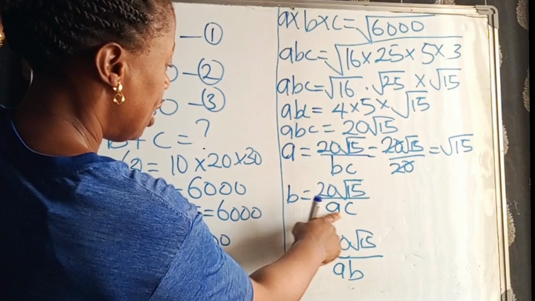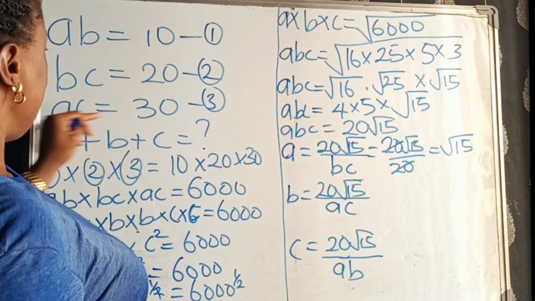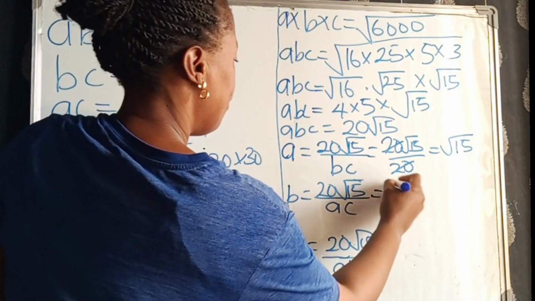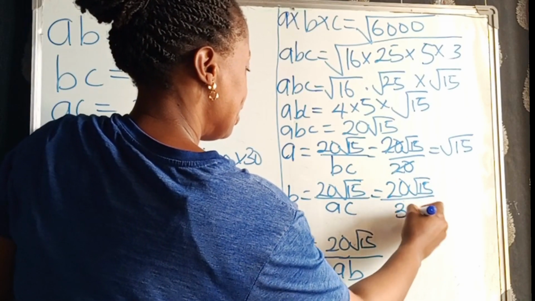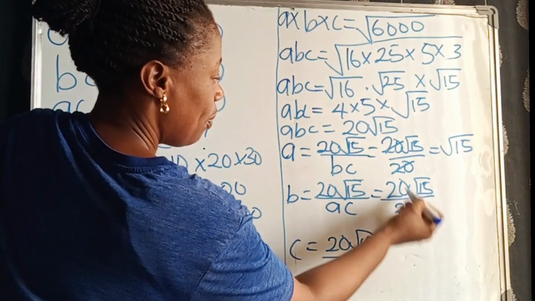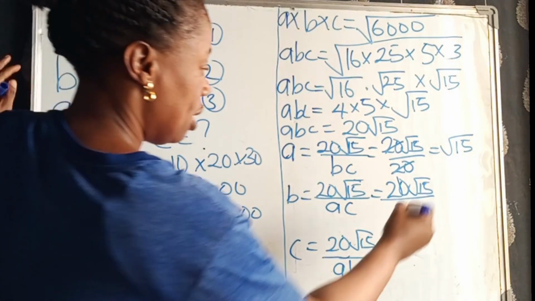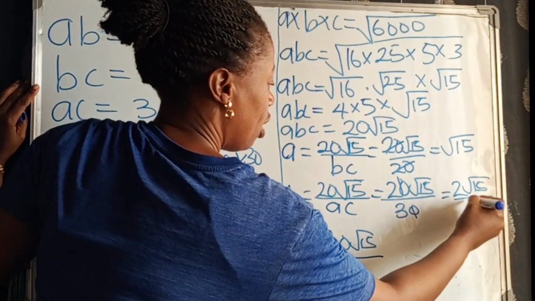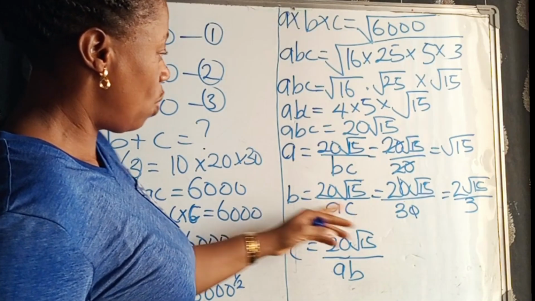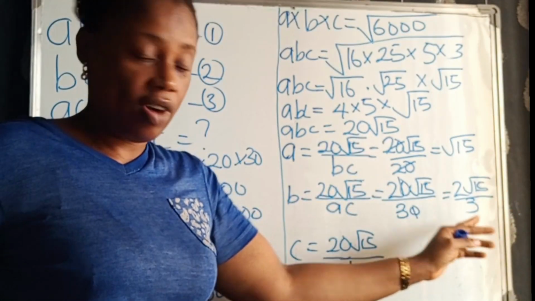Let us substitute AC here. AC is 30. So we have 20 root 15 all over 30. This 0 will cancel this 0. We are left with 2 root 15 all over 3. So B equals 2 root 15 over 3.